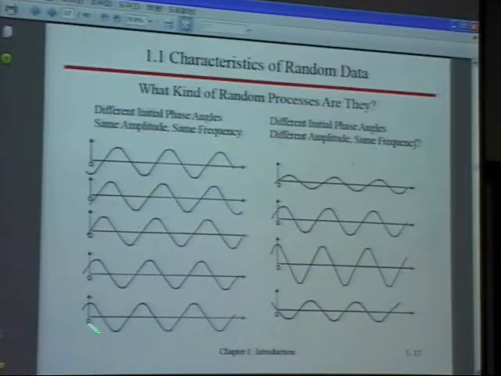By looking at this, what kind of random process or stochastic process is this? That's the question. And the amplitude is all the same, from here to here or from here to here. The amplitude is all the same. Then the question is same frequency, of course. Same frequency.